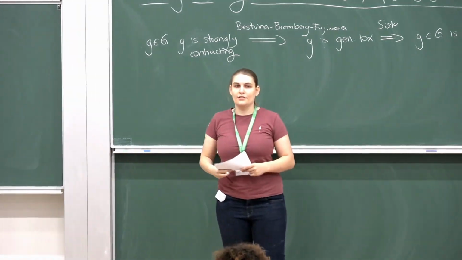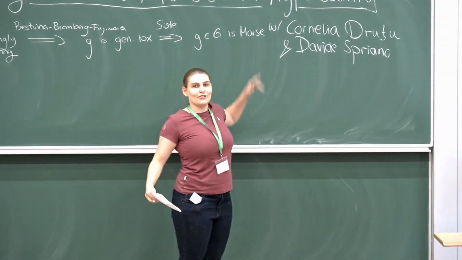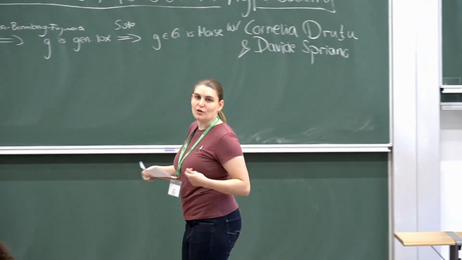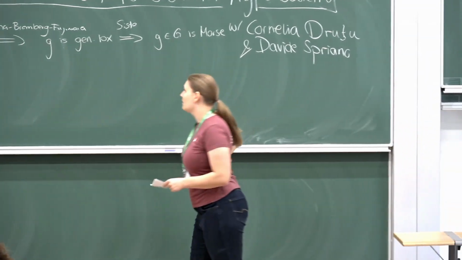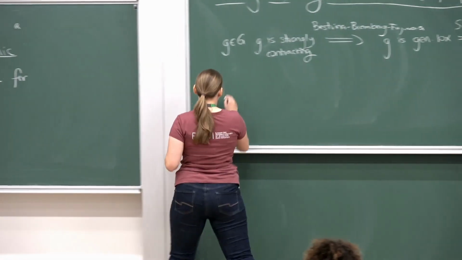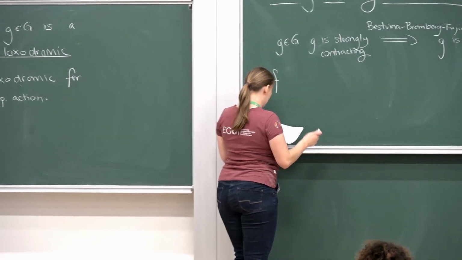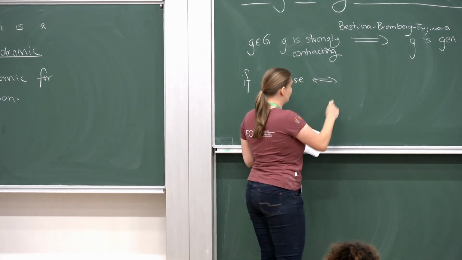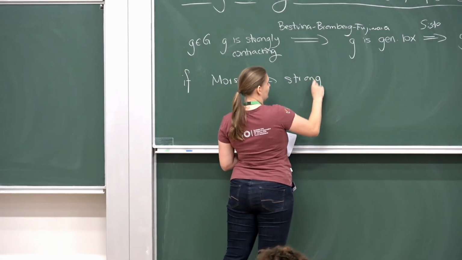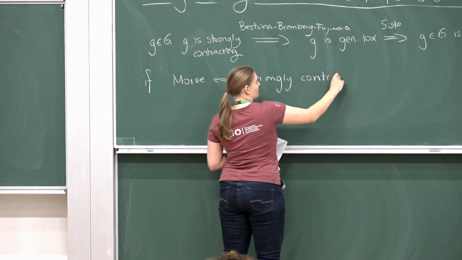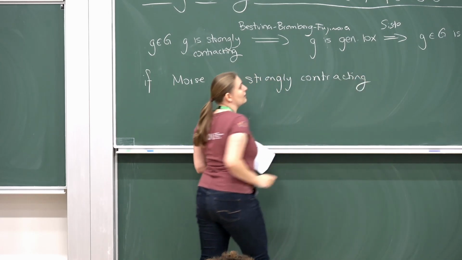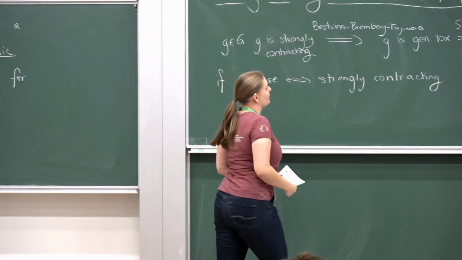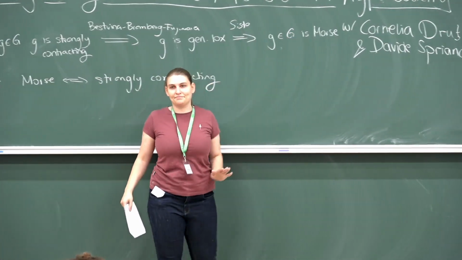For those of you who don't know what Morse means, it's another way of saying this direction is somewhat hyperbolic-like. So somehow, if we are in the case that being Morse is equivalent to being strongly contracting, then we know what all our generalized loxodromics are, namely they're all the Morse elements.